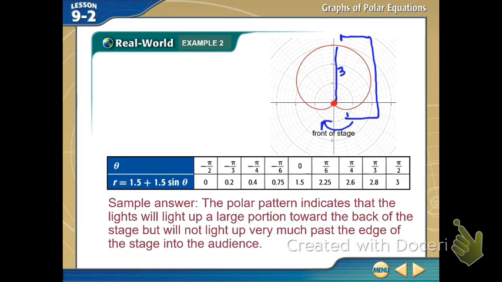So in this case, if I'm trying to answer the question here, the polar pattern indicates the lights will light up a large portion toward the back of the stage, right? So here's where all the lights are going to be, in the back of the stage, and really not that much light at the front of the stage.